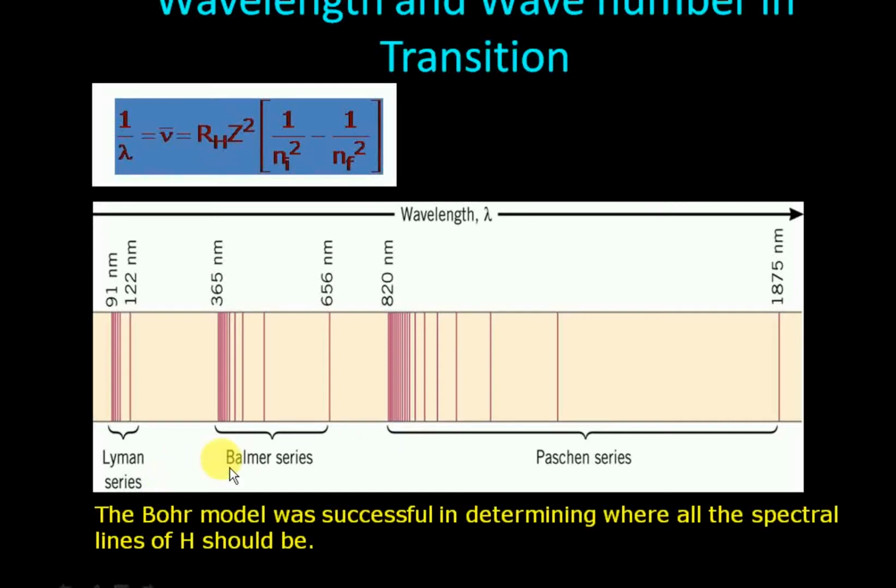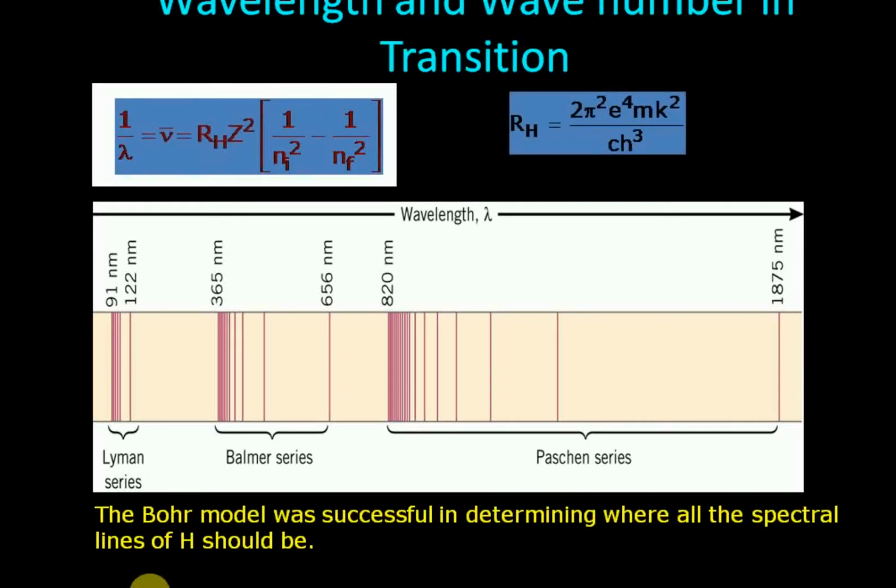Bohr successfully explained the spectrum related to hydrogen atom, but the Bohr model failed completely to explain the spectrum obtained from the elements having more than one electron. That is, it failed to explain the spectrum related to multi-electron atoms or multi-electron elements.